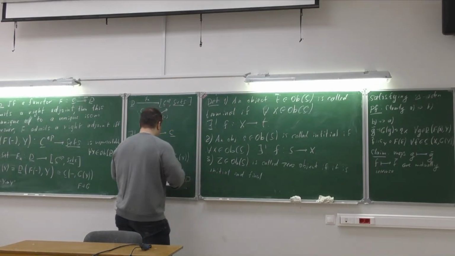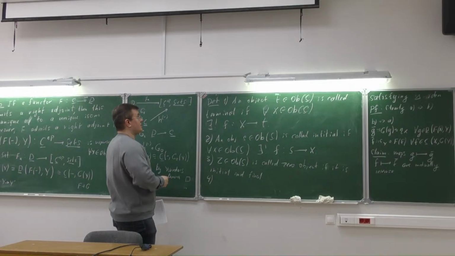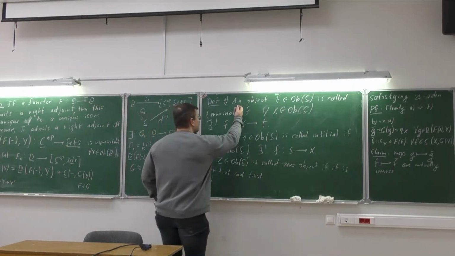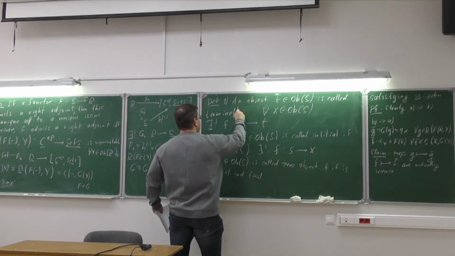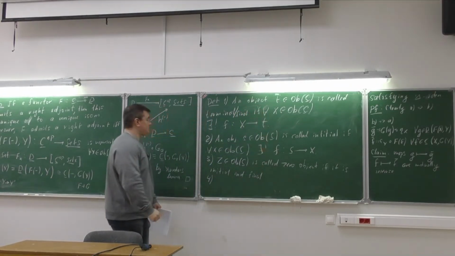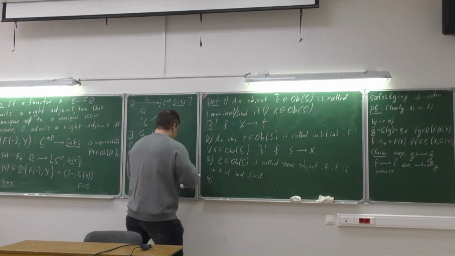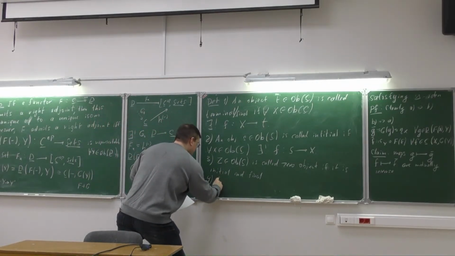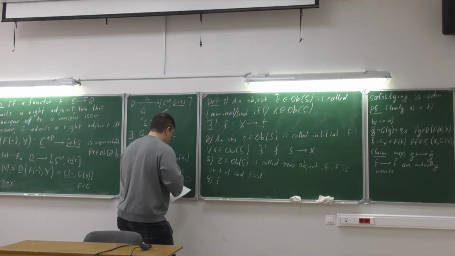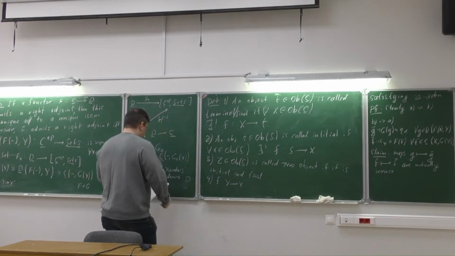And finally, let me add this in the definition, also final, terminal. And finally, part 4 of this definition: if we have a map from y to x, this is a zero map.